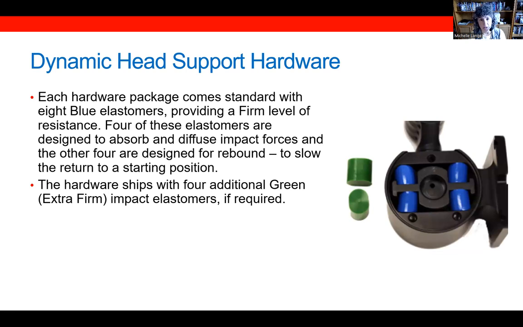So each hardware package comes standard with 8 blue elastomers, and these provide a firm level of resistance. 4 of the elastomers are designed to absorb and to diffuse impact forces from the client. The other 4 are designed as rebound elastomers. We have the same design in the dynamic rocker back interface, and that slows down or smooths out the movement as the client returns to their initial starting position. This hardware ships with 4 additional green impact elastomers, which are extra firm if required.